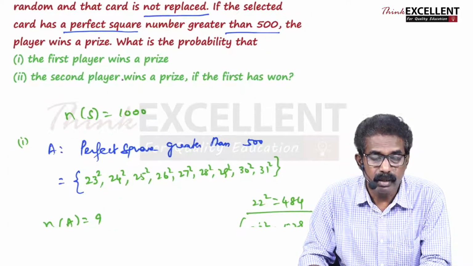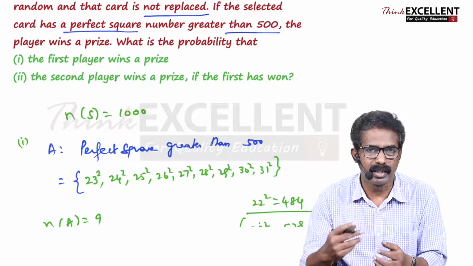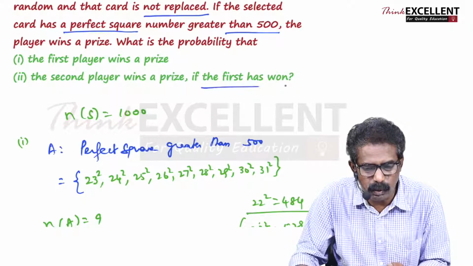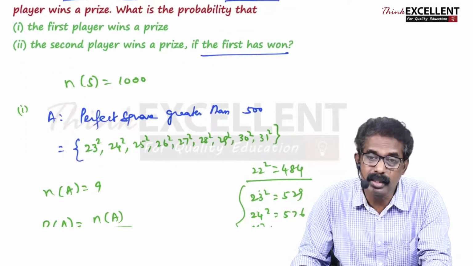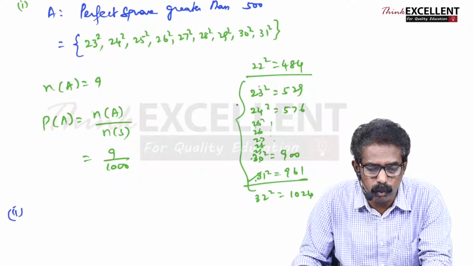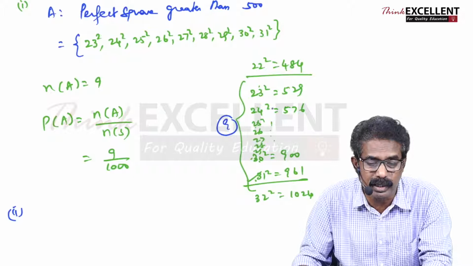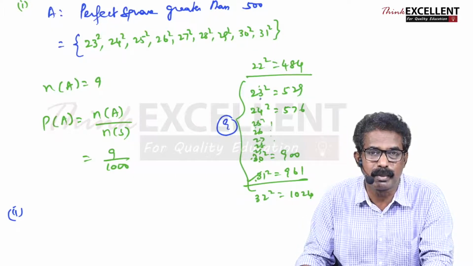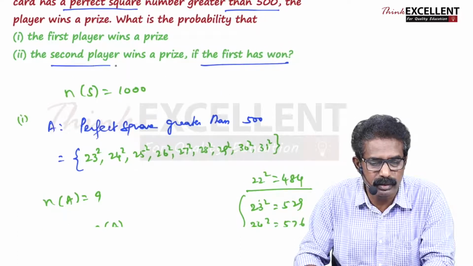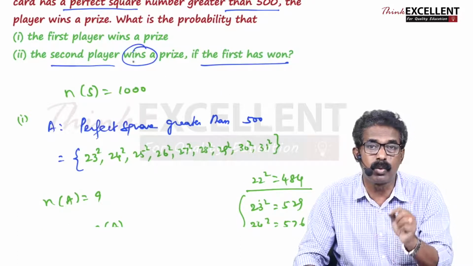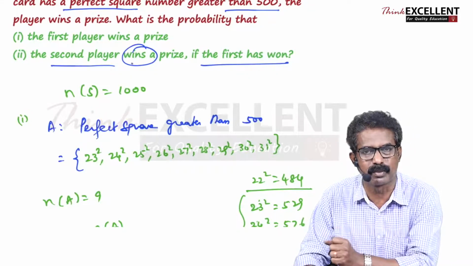Now see the second part. The second player wins a prize, given that the first has won. First person came, he won, so he got one number among these 9. From these 9 he got 1. So how many winning numbers are left out now? Only 8, right? Suppose the second person wants to win, he has to take 1 out of that 8. The first person already had taken 1 perfect square more than 500.